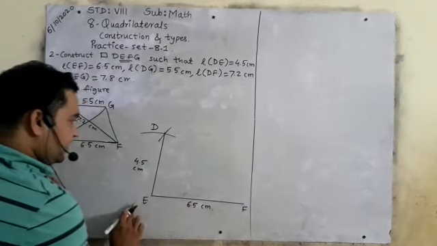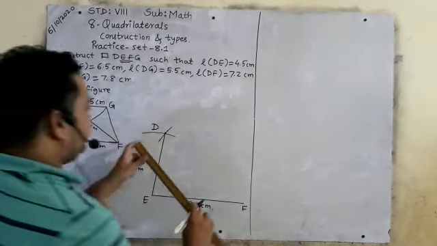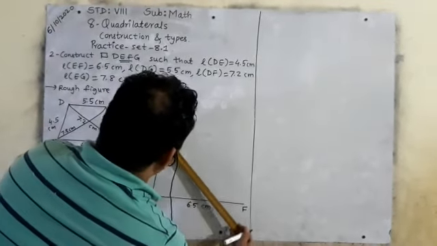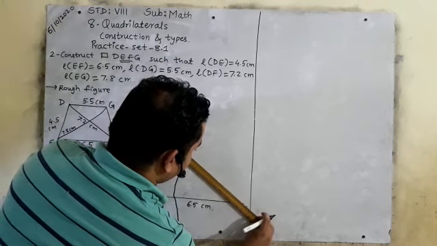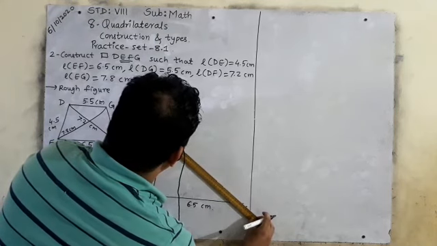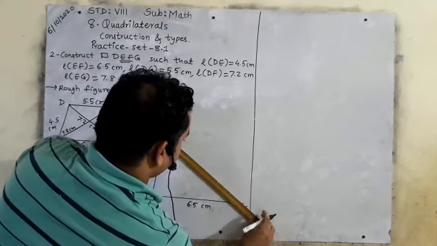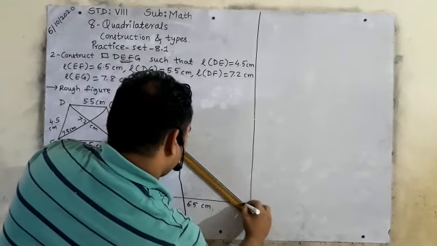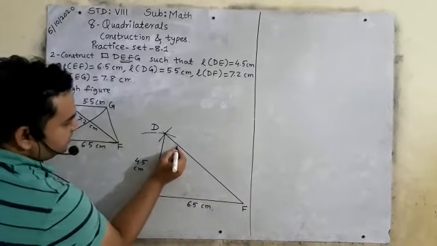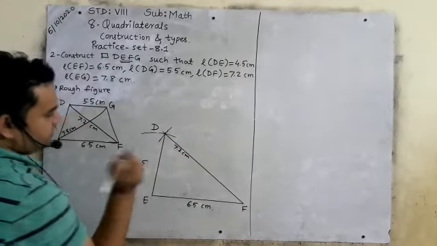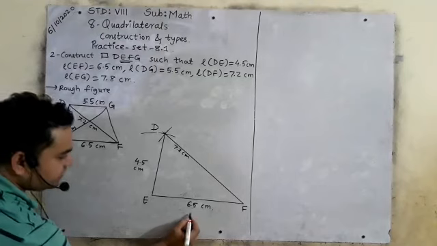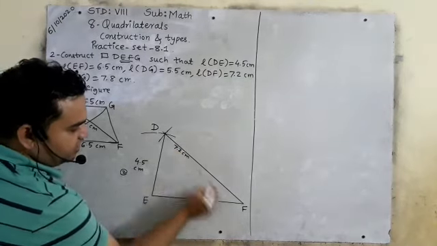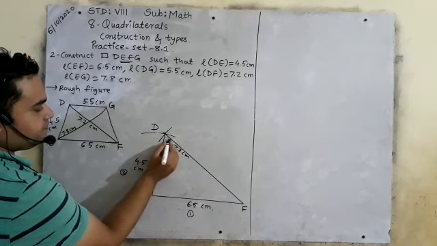First EF, then DE 4.5. Then I will join this DF, which is 7.2. From F I have taken 7.2. This is 7.2 centimeter. Okay. First I will draw this. Second I will draw this. And third I will draw this.